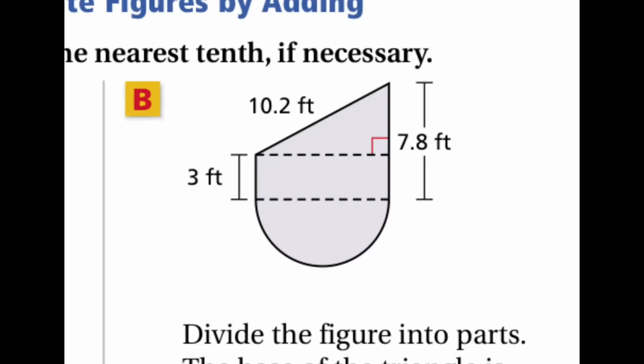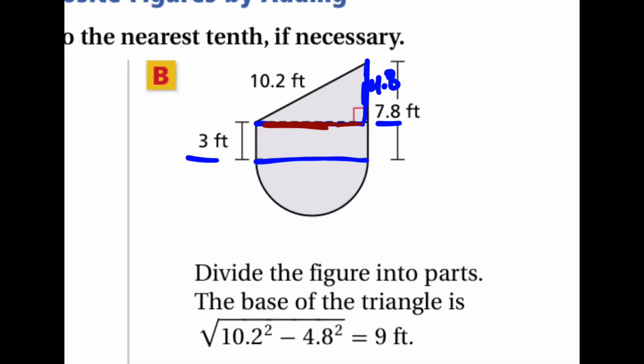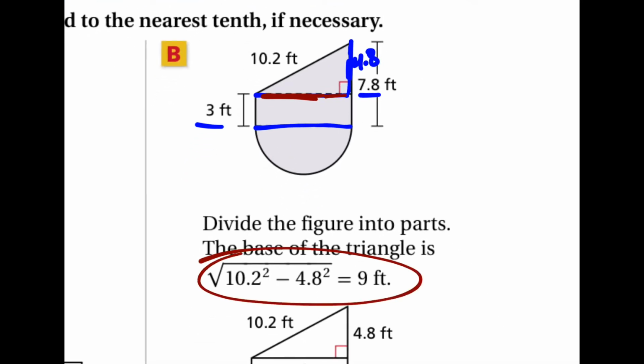For problem B, it's a similar process. We're going to divide it into parts. Here we have a triangle, a rectangle, and a half a circle. So we need to use the diagram, the information given, to figure out the missing parts. So this height here is going to be 4.8, because we take 7.8 minus 3. And to figure out what the base of the triangle is, we're going to have to use the Pythagorean Theorem. So that's done here. So we can figure out that that base is 9.